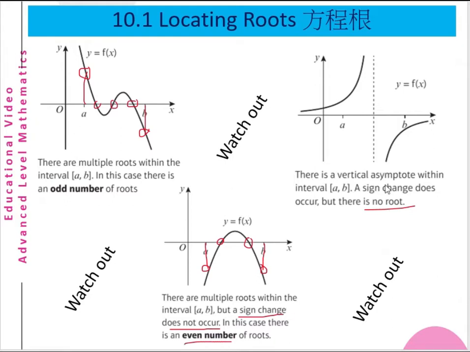There is a vertical asymptote. This is the vertical asymptote. This means the function never touches its x values. Between a and b, a sign change does occur because f(a) is positive and f(b) is negative. The sign change does occur, but there is no root in between.